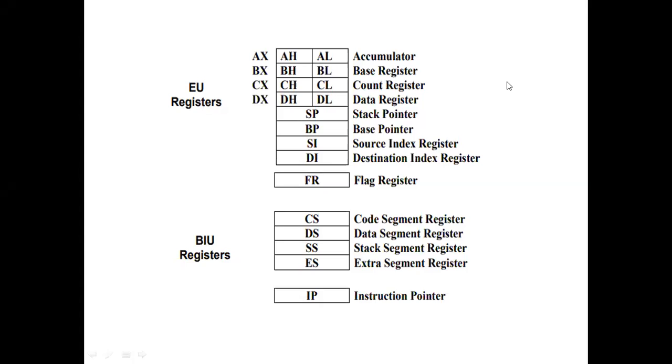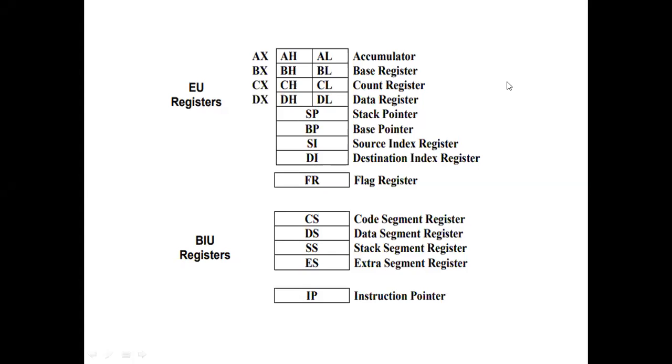Registers of the 8086 microprocessor. There are 14 16-bit registers. All these registers are subdivided into different groups, namely the general purpose register, that is the data register, segment register, pointer register, index register, instruction register, and flag register.